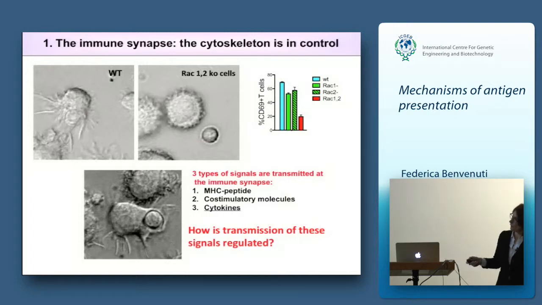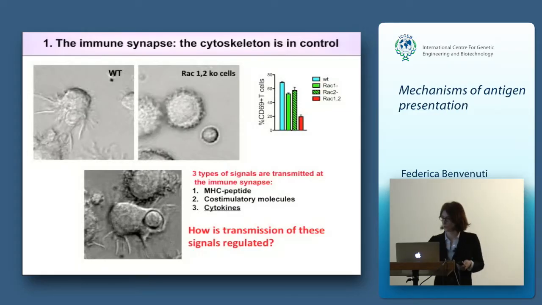So once the interaction is formed, how are pathogen-derived signals transmitted to T cells? We have to think, as I mentioned, there are basically 3 types of signals: MHC peptide complexes, which gives an idea of the specificity of the antigen, and co-stimulatory molecules or cytokines that instead give to the T cell all it's needed to keep on proliferating and differentiate into an effector cell.